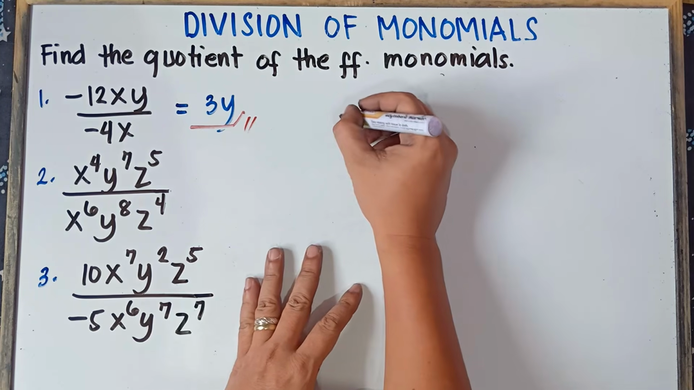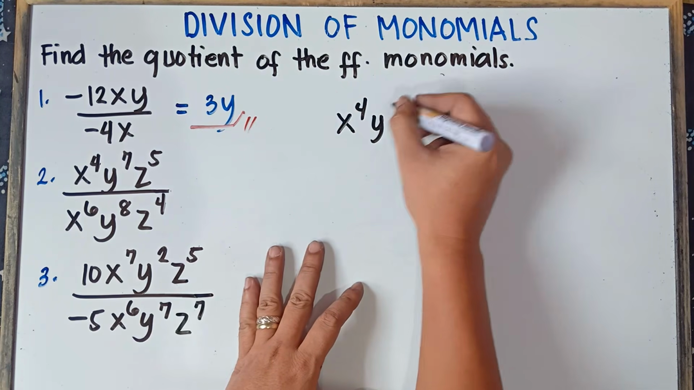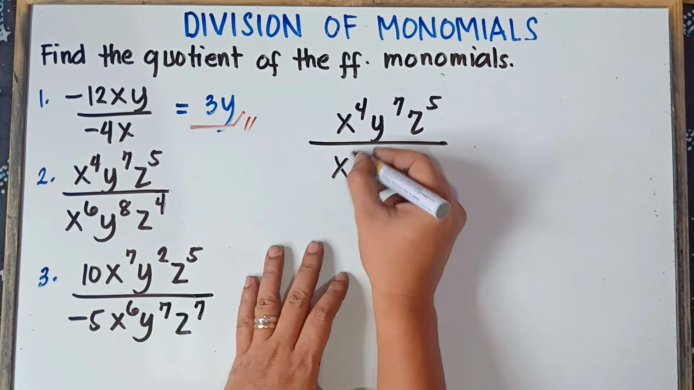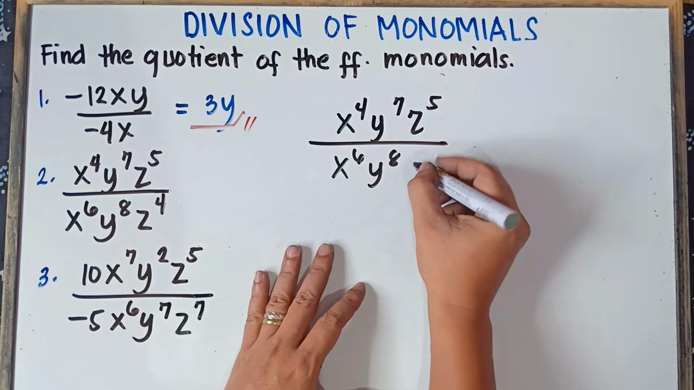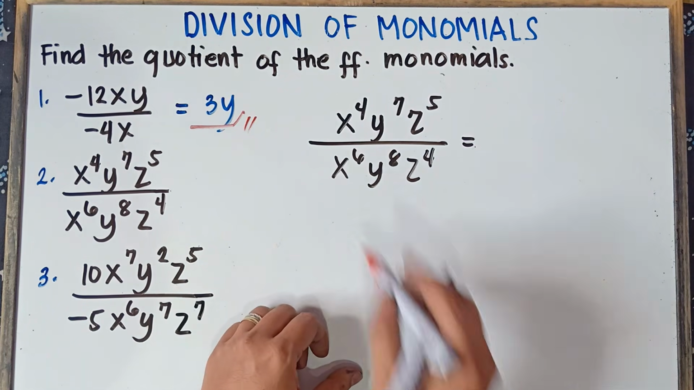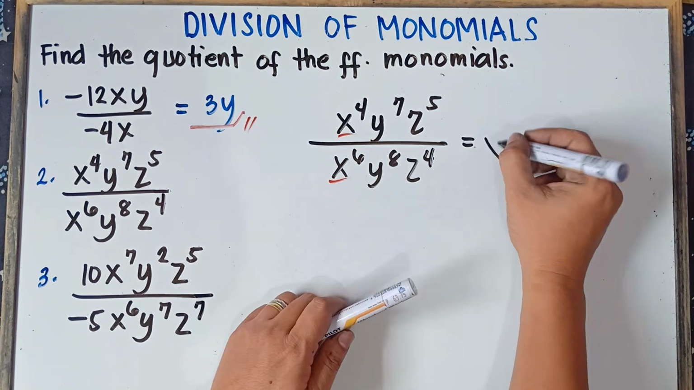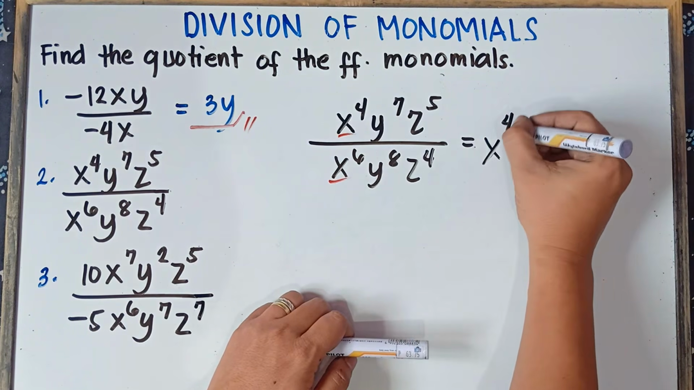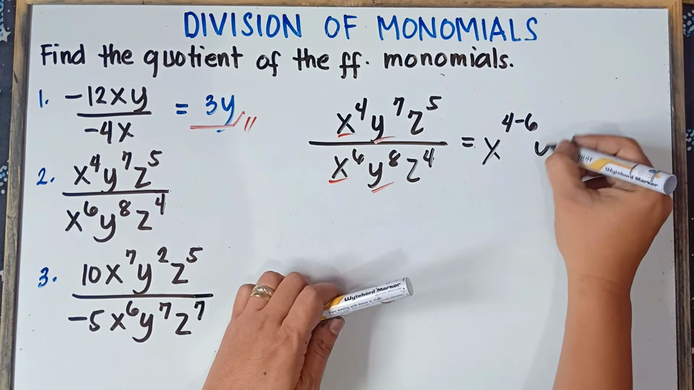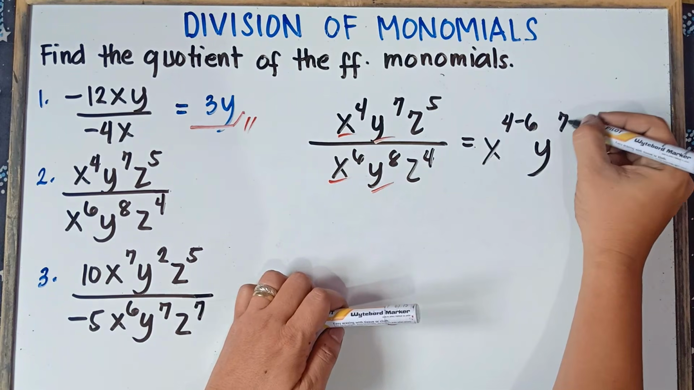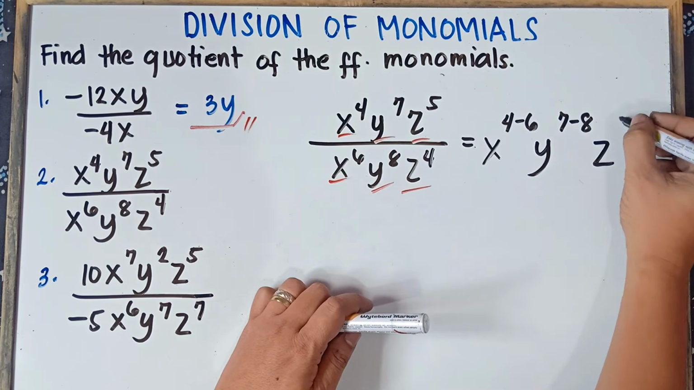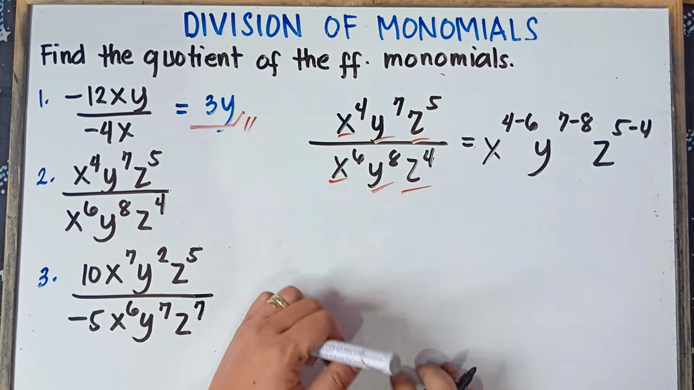So our given, we have x raised to the power of 4, y raised to the power of 7, z raised to the power of 5 over x raised to the power of 6, y raised to the power of 8, z raised to the power of 4. So same base for x, same x, copy x, subtract the exponent, that would be 4 minus 6. Same y, copy y, subtract the exponent, that would be 7 minus 8. Same z, copy z, subtract the exponent, 5 minus 4.